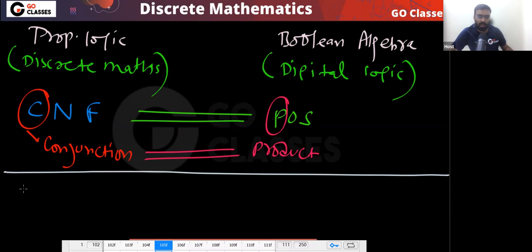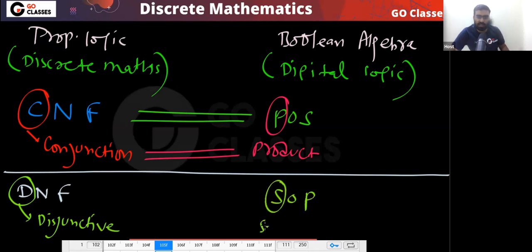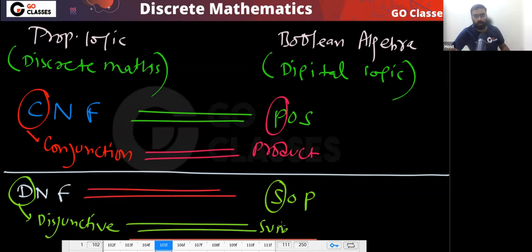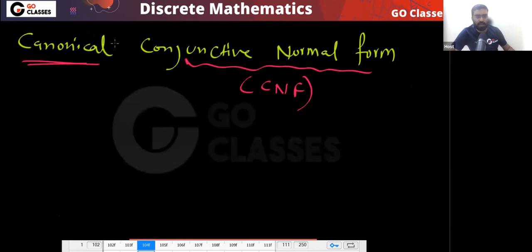Is this understood? And DNF, disjunctive normal form. D means disjunctive. Disjunction means what? Disjunction means or. Yes or no? So you can see that DNF means SOP. Is this understood? CNF means POS and DNF means SOP. I hope this point is clear. So what is canonical CNF?